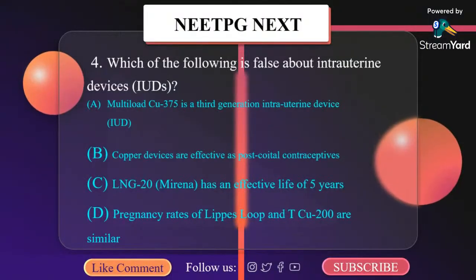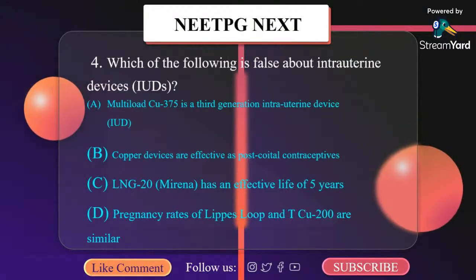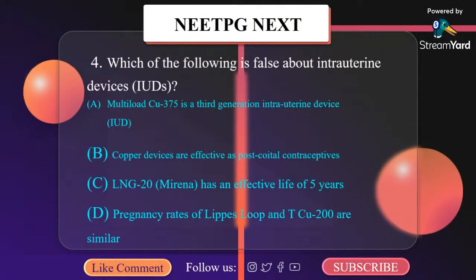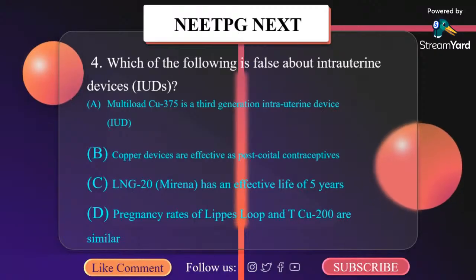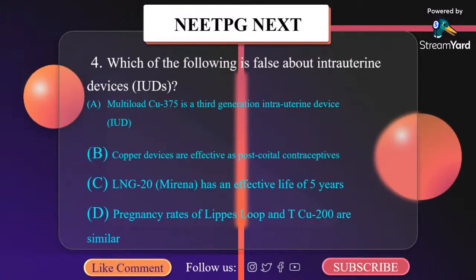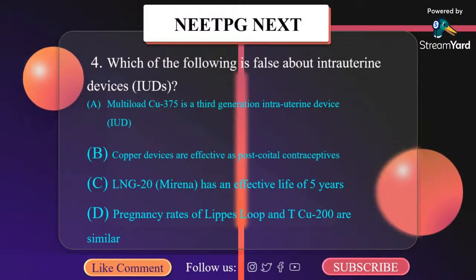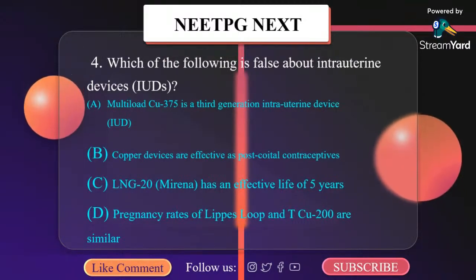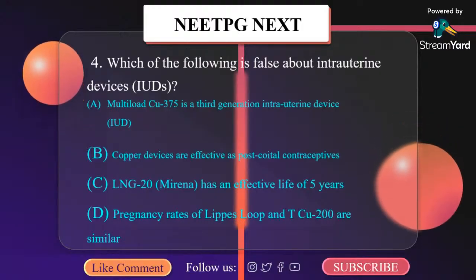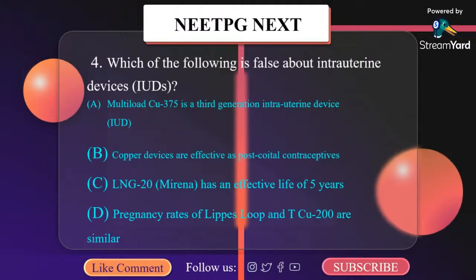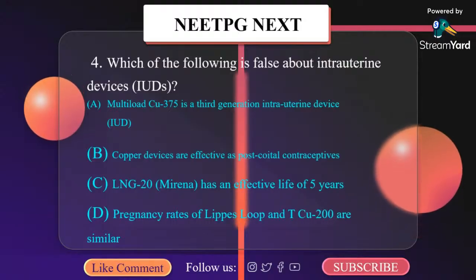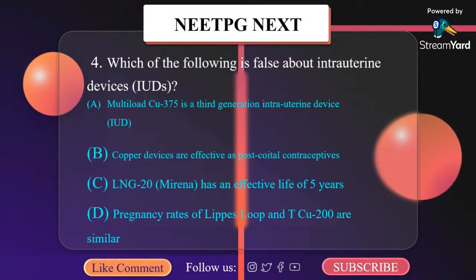Which of the following is false about intrauterine device? A. Multiload CU375 is a third generation intrauterine device. B. Copper devices are effective as postcoital contraceptive. C. LNG-20 has an effective life of 5 years. D. Pregnancy rate of both is similar. See, the copper devices are second generation. They are not third generation. So the false statement is A. Multiload CU375 is a third generation intrauterine device.